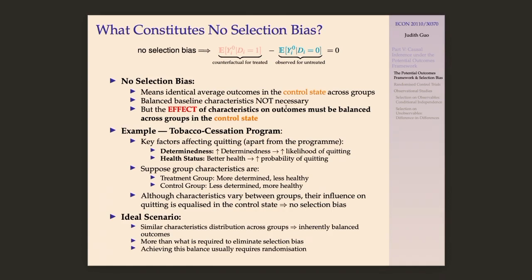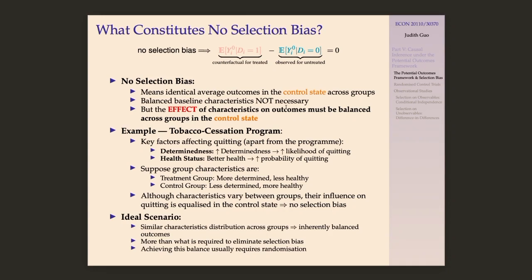Of course, ideally, we really want the two groups to have similar characteristics. Okay? And then that just makes the world simple. This inherently balances the outcome, even in the treatment state.